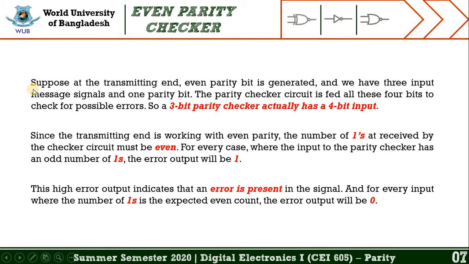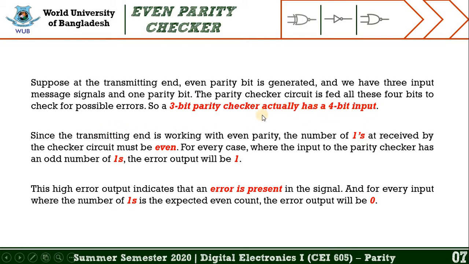Now, from this slide, we may learn the overview of the even parity checker. Suppose at the transmitting end, an even parity bit is generated and we have 3 input message signals and 1 parity bit. The parity checker circuit is fed all these 4 bits to check for possible errors. So a 3-bit parity checker actually has a 4-bit input.